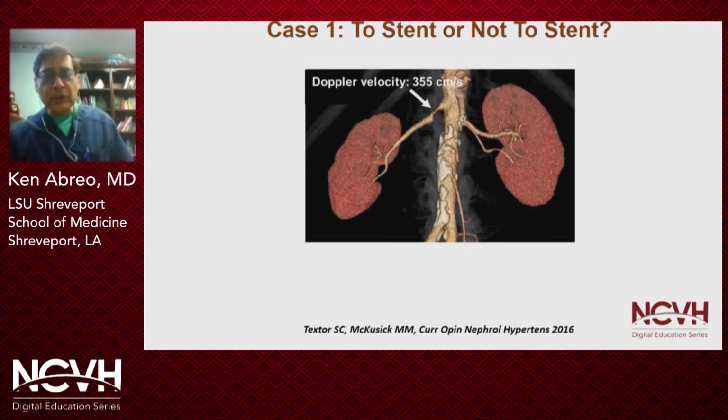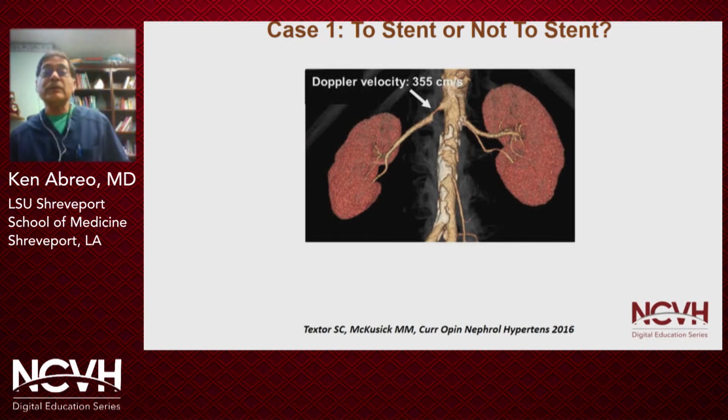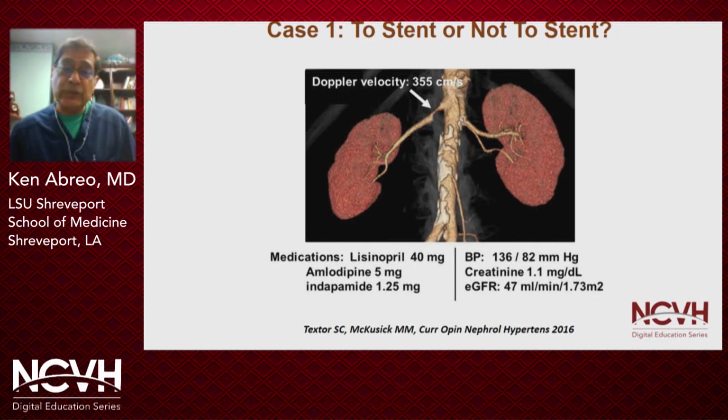Let us now, using the information that we have gathered, use it to decide on a couple of cases. So case one is to stent or not to stent, as Shakespeare said, to be or not to be. Here is a patient who on Doppler had very high peak systolic velocities. In this case, 355, and I said the cutoff was 200. And on spiral CT, you can see on the right side, there's a very tight stenosis, maybe 80% or so. When you look at the clinical picture, however, the patient is on 3 blood pressure medicines. Blood pressure is really well controlled, and the creatinine is stable at 1.1. So the question is, will you stent this patient or not?